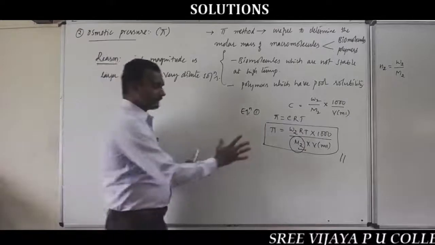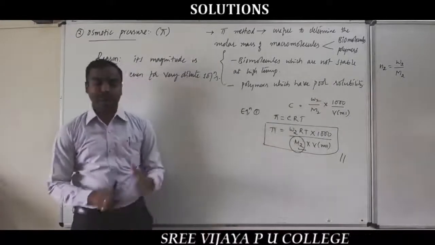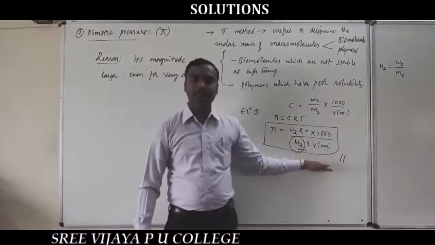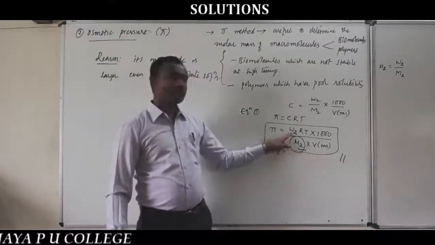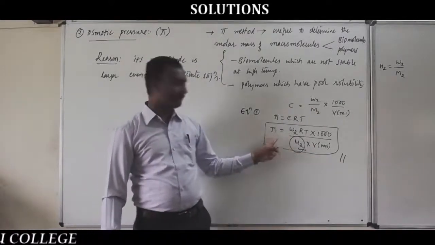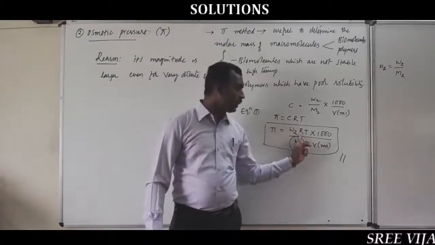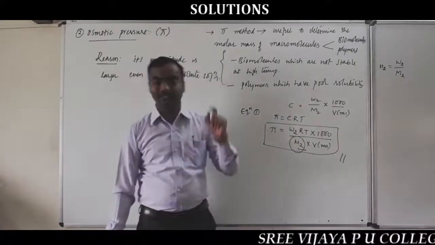And remember, this is a very important equation for the osmotic pressure calculation. Just like RLP problems, we solve problems based on this osmotic pressure equation. The terms must be known correctly. Pi is the osmotic pressure, W2 is the mass of solute, M2 is the molar mass of solute, R is the gas constant, that is 0.0821 liter atmosphere per Kelvin per mole.